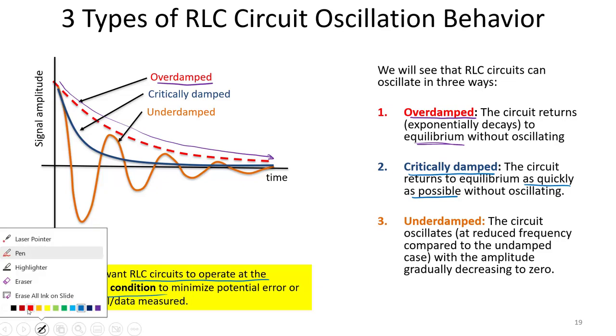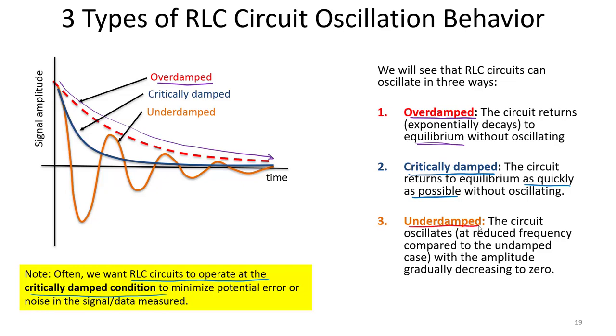The last case shown here is called underdamped behavior. Underdamped is the behavior we saw in the simulation on the previous slide. In underdamped behavior, we basically oscillate up and down until we gradually decrease the amplitude of each oscillation to 0. So these are the three potential cases that we will work with when we deal with RLC circuits.